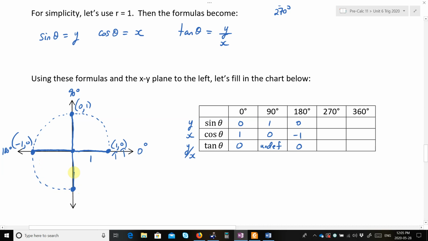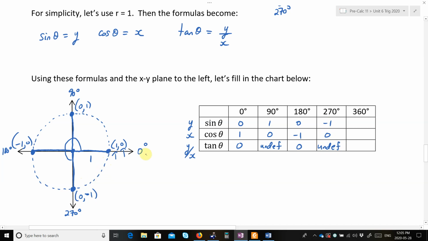Transfer down here. The coordinates are 0 for x, -1 for y. And this is 270 degrees, right? The angles go 0, 90, 180, 270. Sine of 270 degrees is the y-coordinate, so -1. Cos of 270 degrees is the x-coordinate, which is 0, and tan is y divided by x. Negative 1 divided by 0, which is undefined.